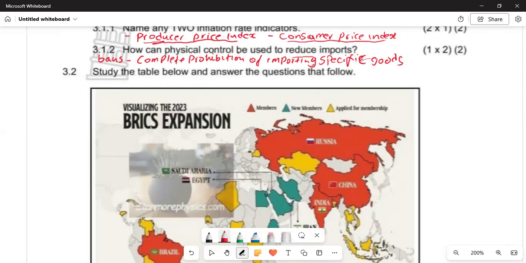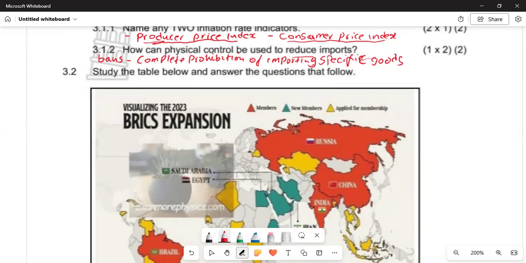Also, there are so many that we can talk about. We can talk about import quotas as well, whereby the government sets a maximum limit on the amount of certain goods that can be imported. For example, only 10,000 imported cars may enter South Africa in a year. So this is going to encourage buyers to purchase locally made cars. Hope we understand each other.